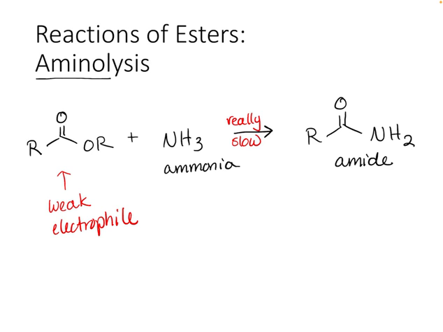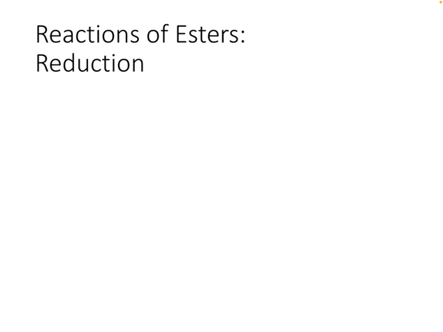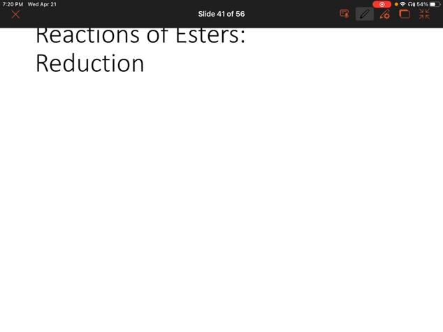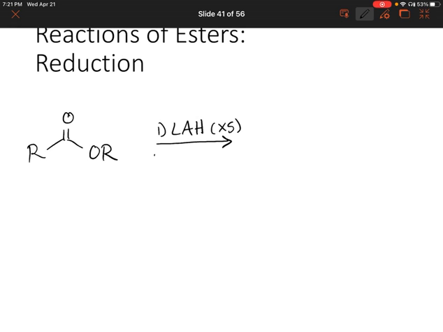All right, so let's talk about reduction. How would we reduce an ester? Now, I know we're talking about a lot of reactions in this lecture, but many of them are pretty similar to other reactions we've talked about. And we'll go over the reaction map at the end. So don't worry, we'll summarize all of this. Okay, so if we reduce an ester, let's say with lithium aluminum hydride, and let's use excess of that, followed by acid, we're going to form a primary alcohol.